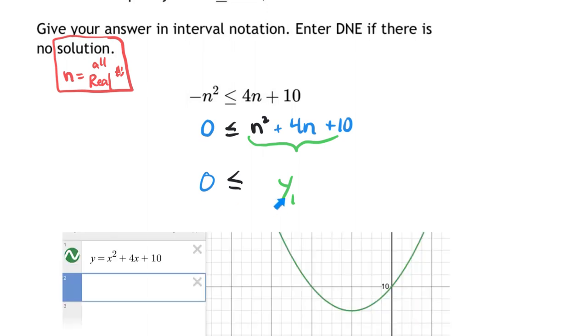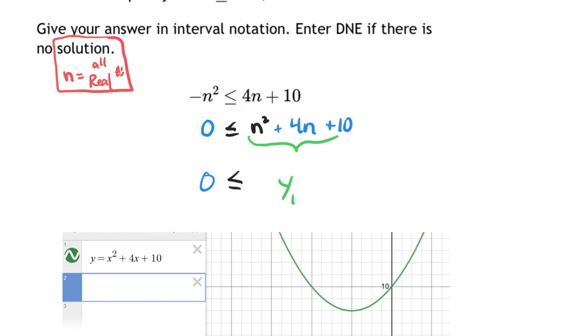If we graph y equals x squared plus 4x plus 10, we are answering the question, when are the y values of that graph bigger than or equal to 0? And you can see it's always bigger than 0. So once again, we have n can be anything. This thing is always true.